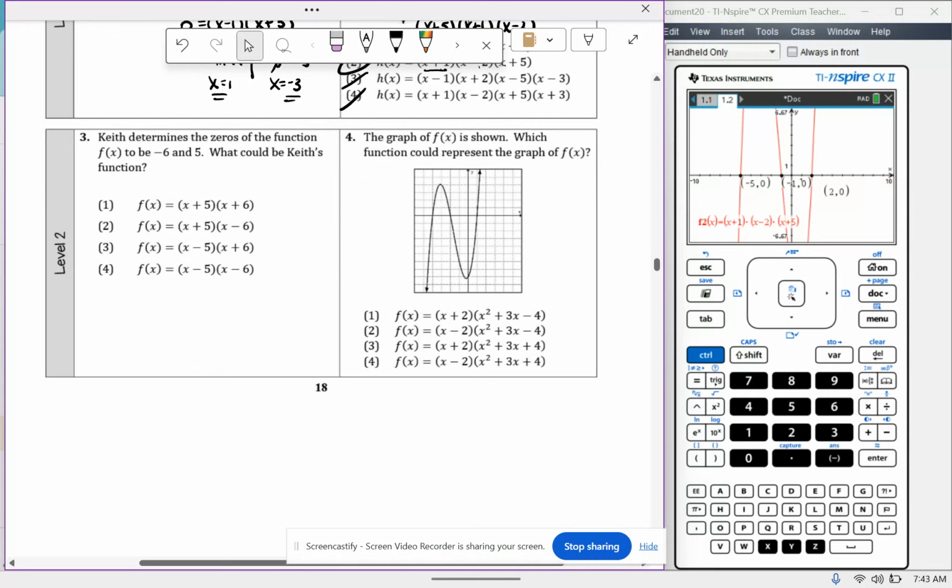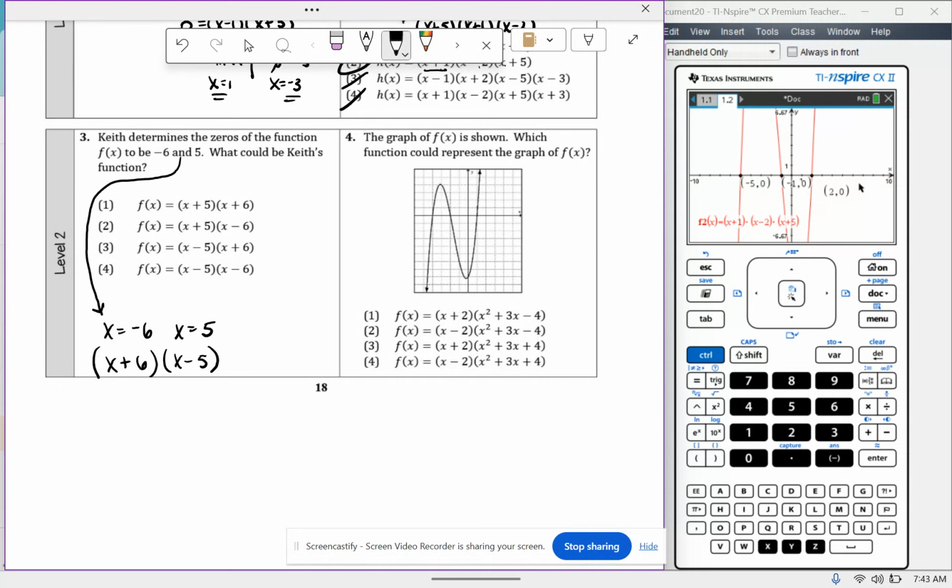It says Keith determines the zeros of the function f of x to be -6 and 5. What could Keith's function be? So we're starting with the roots, same as always. We're going to put them into factored form by changing the sign and then labeling what we want it to be. This wants to be f of x. Okay, so our answer would be this one.